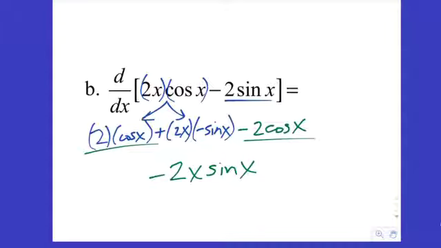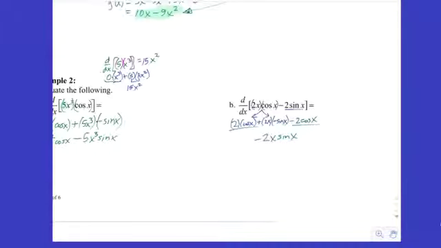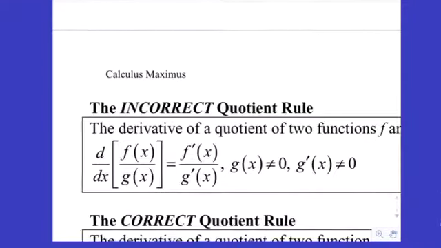All right, product rule, product rule. Any questions? Pause it and try it again, or come see me in the morning. We're now moving on to the incorrect quotient rule.